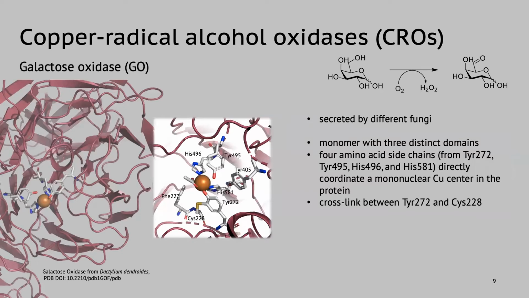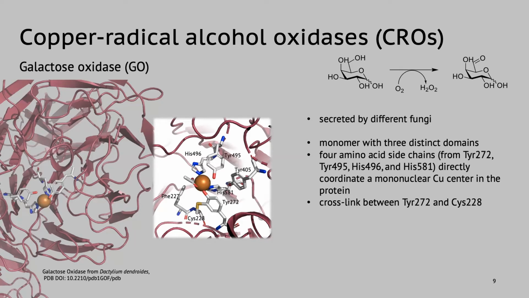So galactose oxidase is the best studied enzyme of the copper radical oxidases. It is known since the 50s and secreted by different fungi. The biological function is generally unknown, but the natural enzymes are selective enzymes that act specifically on position carbon 6 of galactose, as you can see here. Other substrates include dihydroxyacetone, benzyl alcohol derivatives, and also galactose-containing polysaccharides.